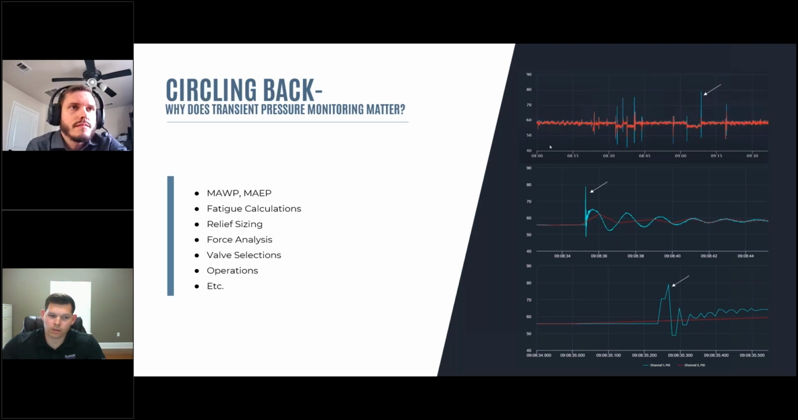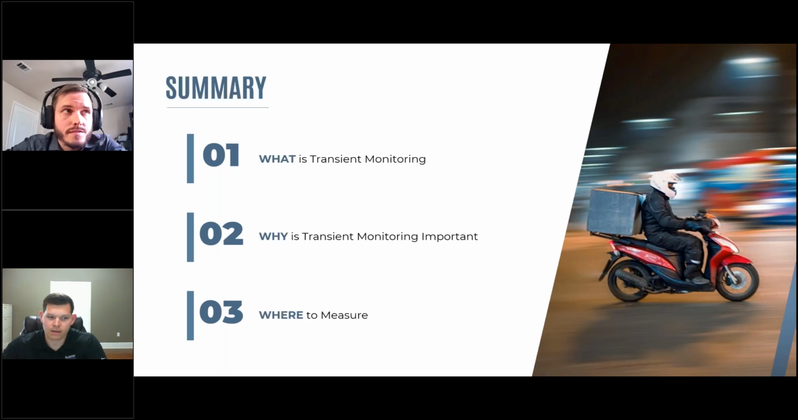So the point we're trying to teach is that transient pressure monitoring really does matter. This scenario is just a simple washing machine, but it's creating water hammer. And just imagine you're doing any of the things on this list and you're only using the data in red, you're going to end up way off.